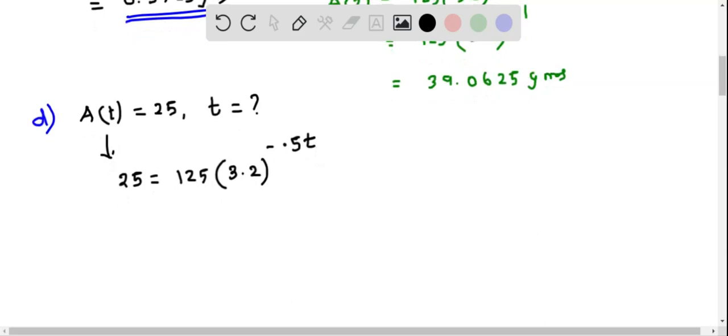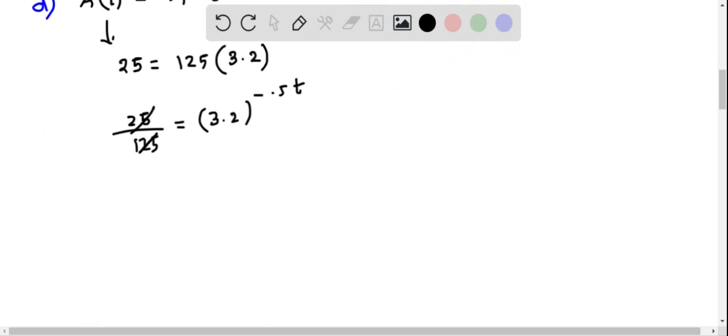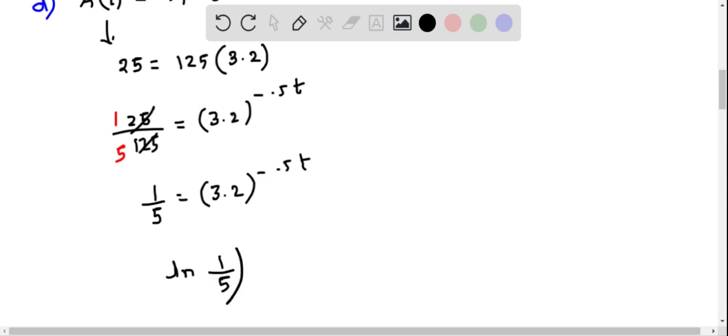First, I divide both sides by 125. So it becomes 25 over 125 equals 3.2 raised to the power of negative 0.5t. Now 25 divided by 125, this goes 5 times, this goes 1 times. So this is basically 1/5 equals 3.2 raised to the power of negative 0.5t. We then apply natural logarithm to both sides so that we can solve for t. So when we do that, we get natural logarithm of 1/5 equals natural logarithm of 3.2 raised to the power of negative 0.5t.